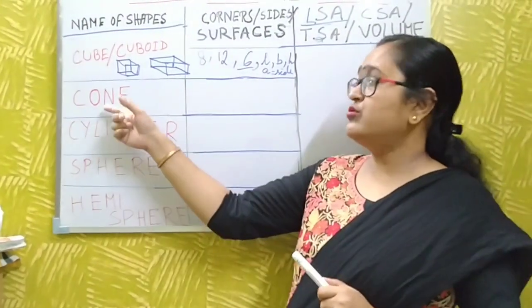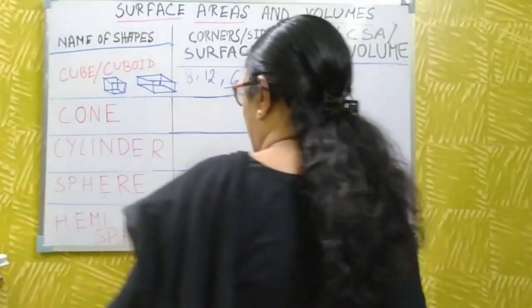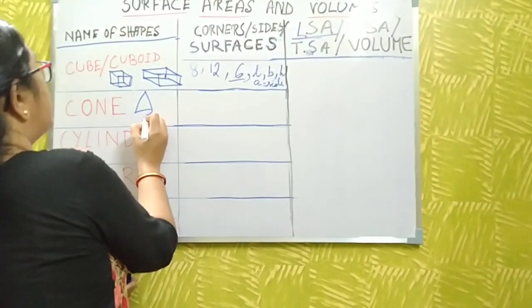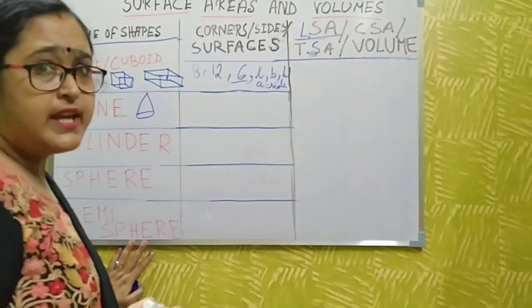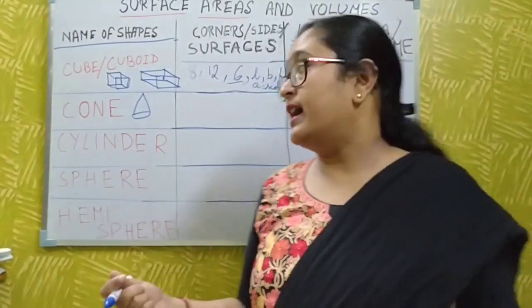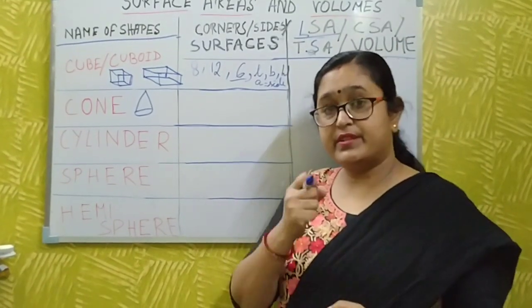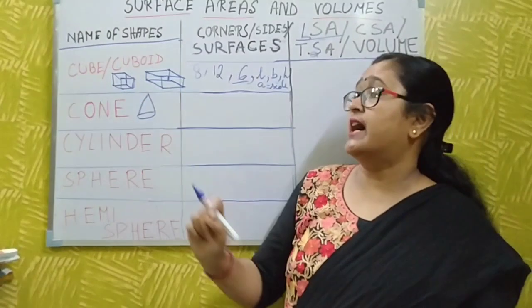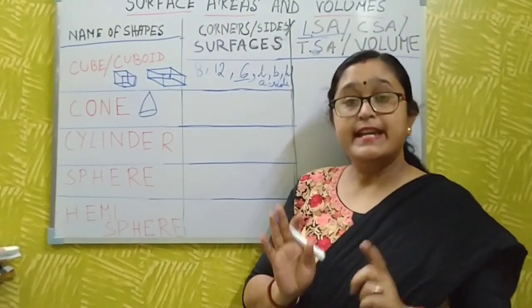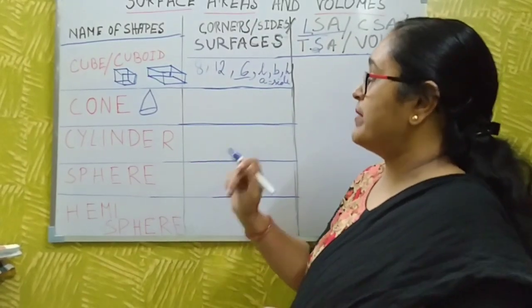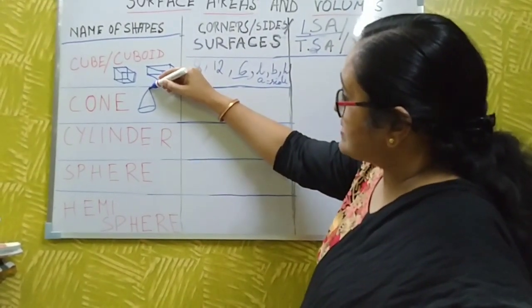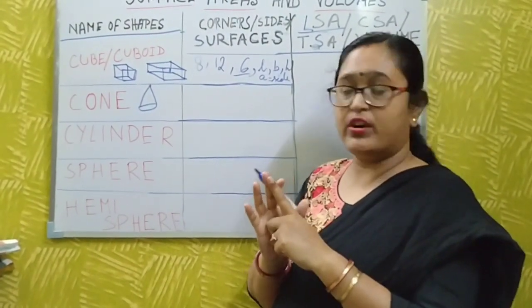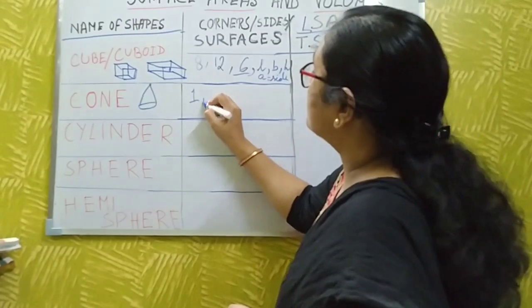Now I discuss cone. All of you know the figure of a cone. Do you see this conical shape anywhere? In a birthday cake, in an ice cream cone. This is an example of a cone. Now I discuss how many vertices or corners are there. Look at where two edges meet here. I already said this is the corner. So how many corners? One corner is there.